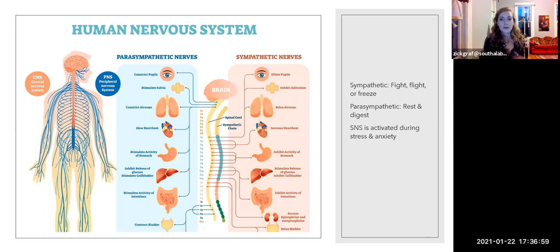Fight refers to preparing to defend yourself. Flight refers to preparing to flee from an attack. And freezing is an automatic response that a lot of animals have. Think about like a deer freezing in the headlights in response to extreme fear. And humans do this too.